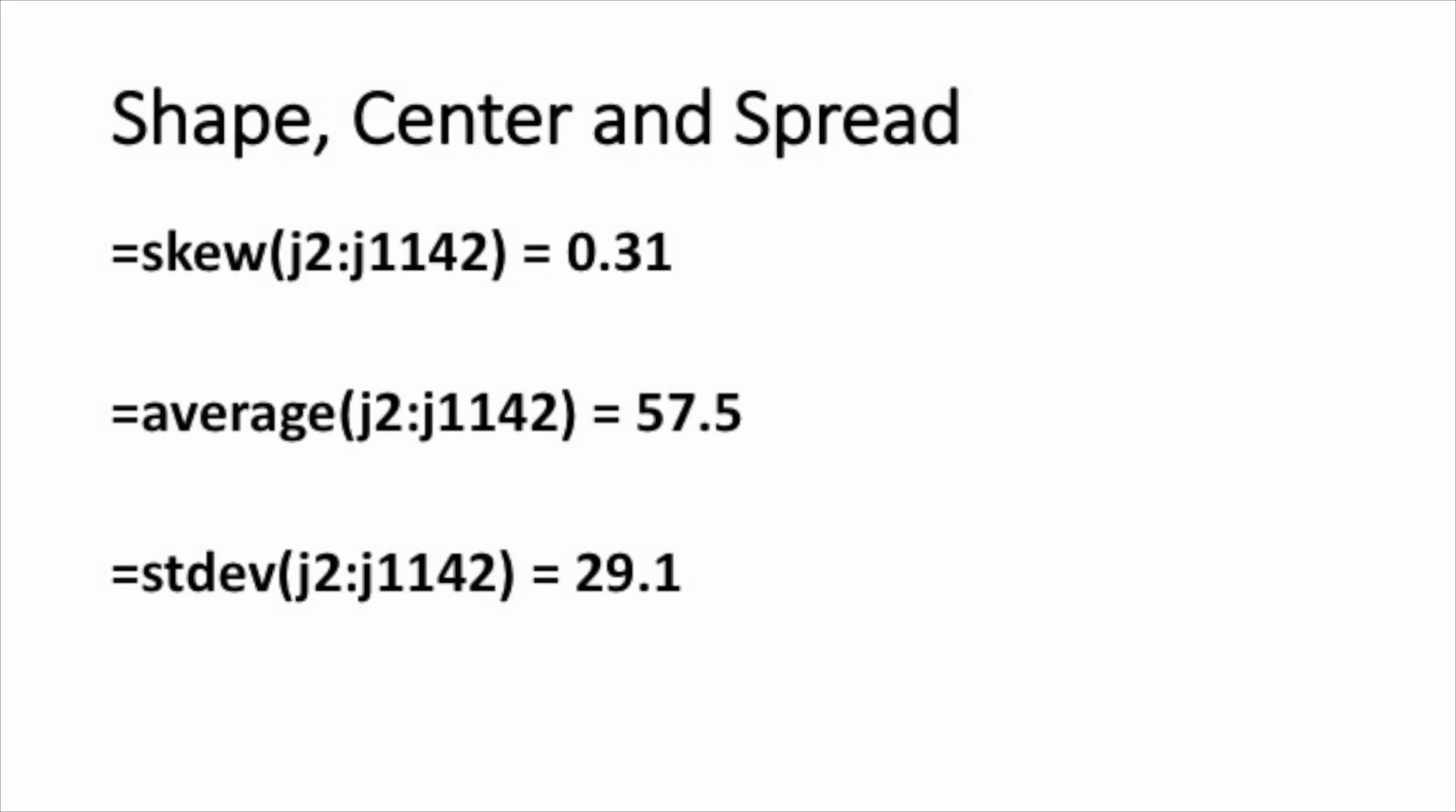So let's say we have a variable that's in the J column, starting in the second row, so that's J2 through J1142. To calculate the skewness, we use the formula =SKEW(J2:J1142). And we do that in Excel. We find out that the skewness is 0.31.